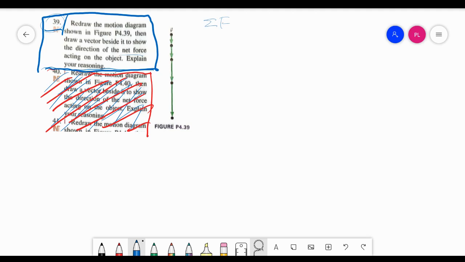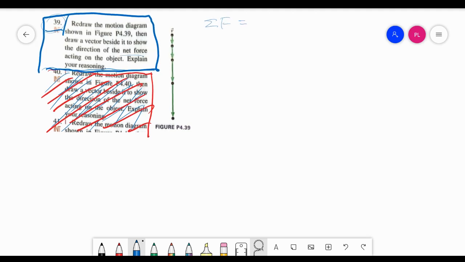One of the things that comes in really handy is to be ready to think about Newton's second law. Total force, net force, equals m times a, and that means that the total force is proportional to the acceleration. So if the acceleration is up, then total force is up. If acceleration is to the right, then total force is to the right. They're proportional to each other.